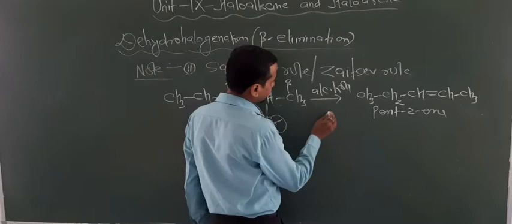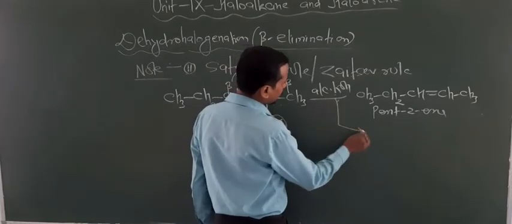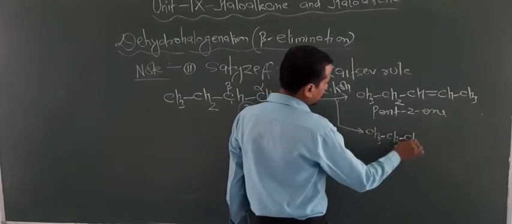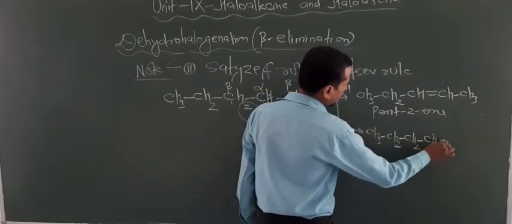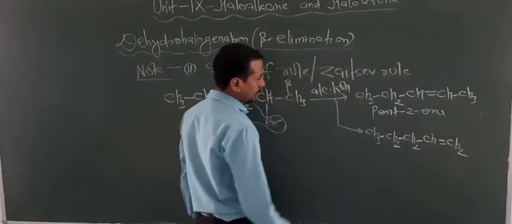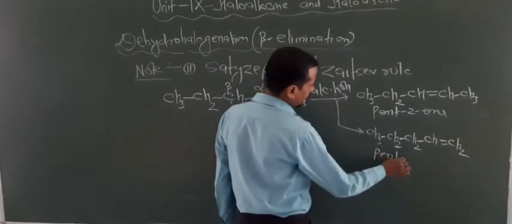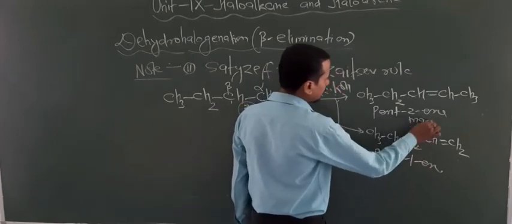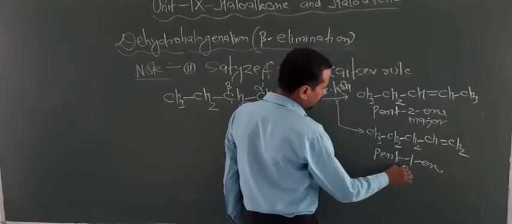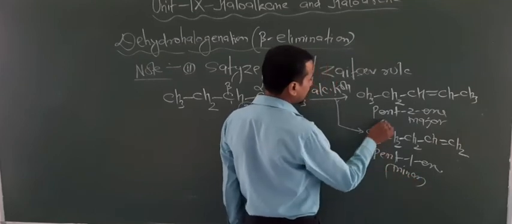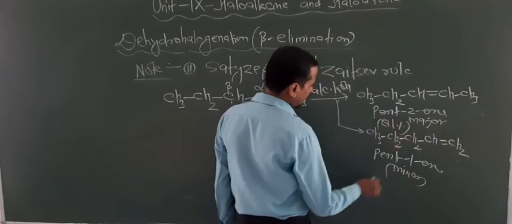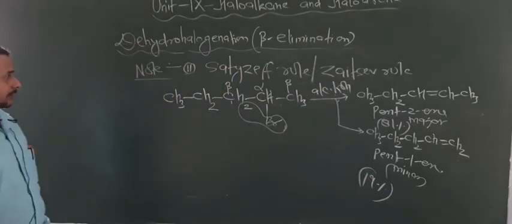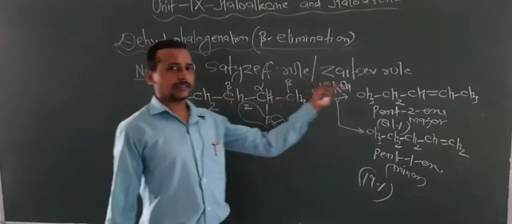So that's why this will give one more product, CH3 CH2 CH2 CH double bond CH2, and this is known as pent-1-ene. This is the major product and this is the minor product. You can think that this is nearly 81% and this is 19%. So in this way you can know which is the major product by using the Saytzeff rule.